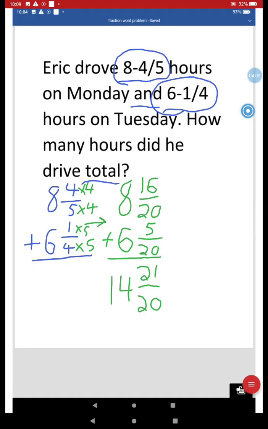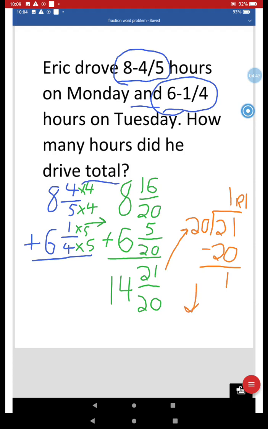So, have my division box. Which number goes in the box? 21 does. 20 goes outside of the box. 21 divided by 20 is 1. 1 times 20 is 20. 21 subtract 20 is 1. So I have one remainder 1. And remember, now I can rewrite it as 1 is my numerator because that's my remainder. Denominator is still going to be 20.